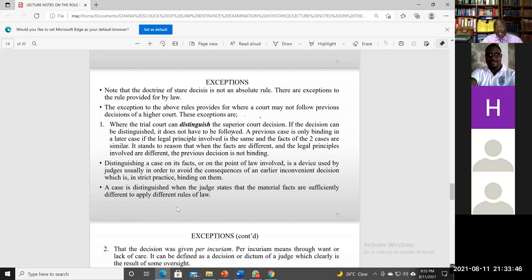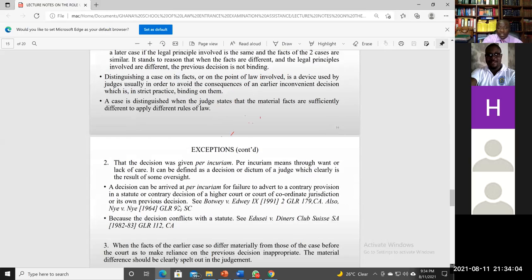Yeah, so a case is said to have been distinguished when the judge states that the material facts are sufficiently different to the case before it. So therefore, different rules of law will have to be applied and not that precedent.